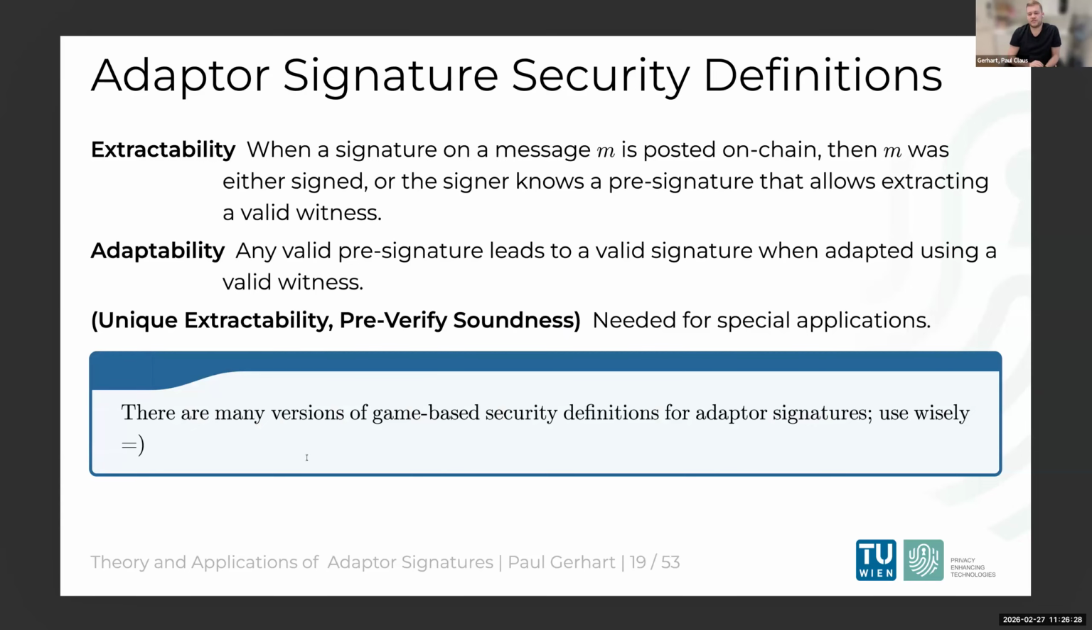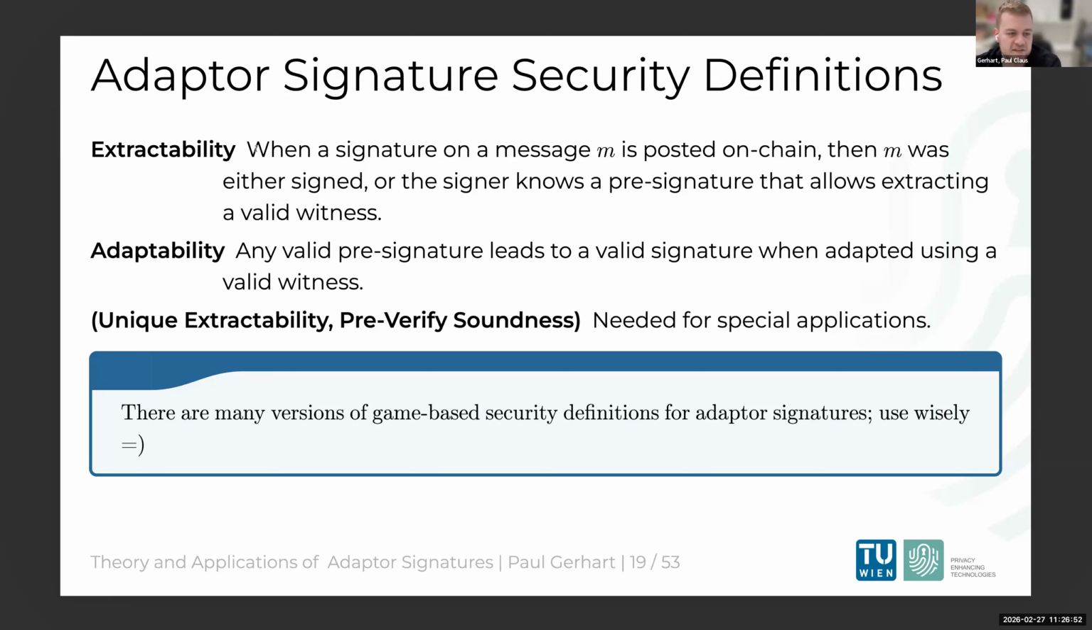And this was the conclusion of our first work: we have extractability and adaptability, which are security notions for adapter signatures. And the versions you will find online in most papers are not the versions we have. If you use these versions, the counterexamples I just showed will arise most certainly. So when you use adapter signatures, choose your definitions wisely.